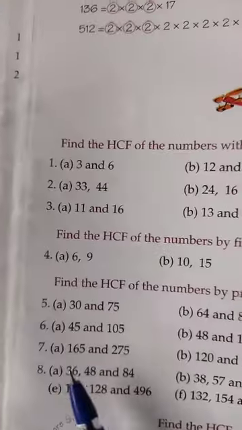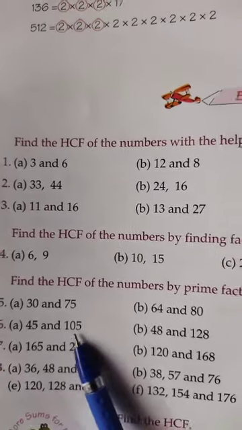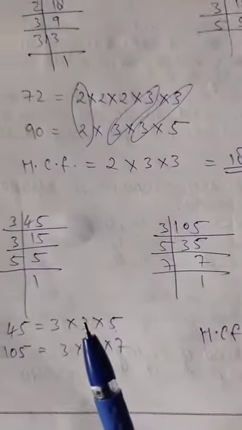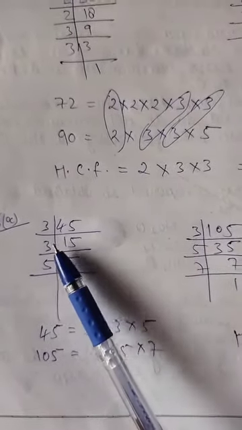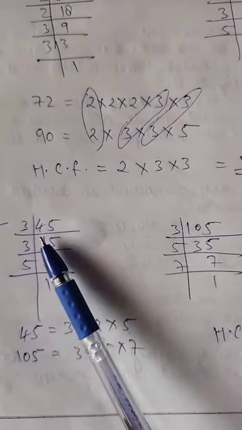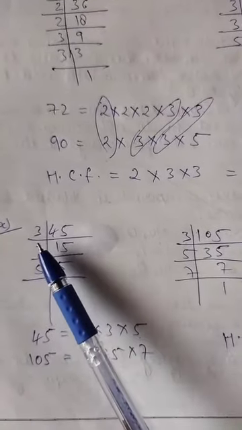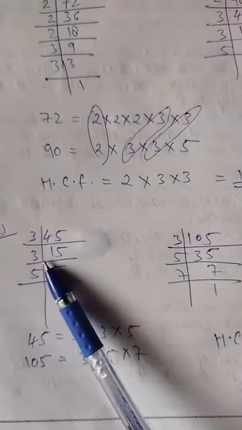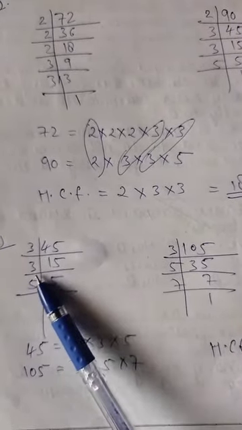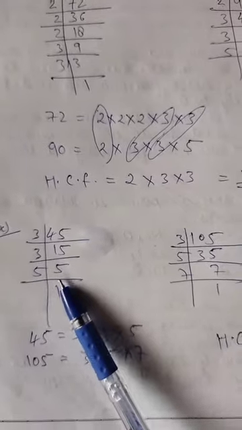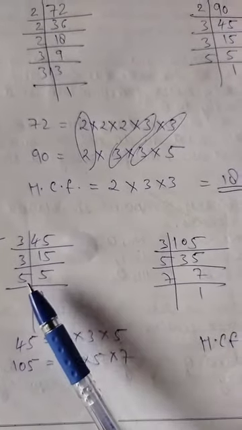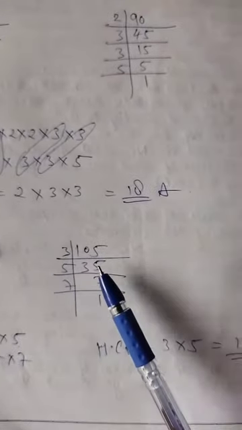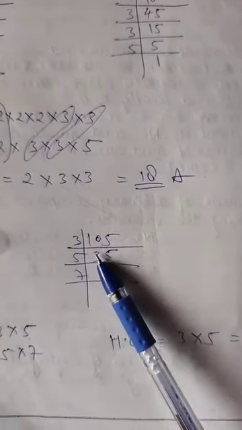See, sixth question, A part, 45 and 105. This question I am doing for you. See 45, first of all you will find the factors. It is divisible by 3, so you will divide it by 3 and you will get 15. Then again 15 is divisible by 3, so you will write 3 and divide it, and you will get 5. Then 5 is divided by itself, so you will divide by 5 and you will get 1. Now the next number is 105. Factor it like this.